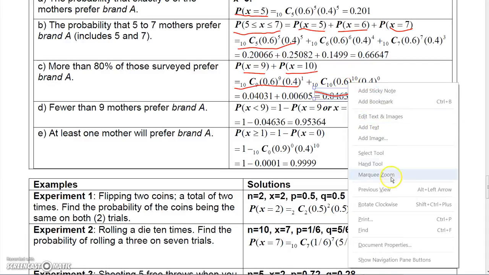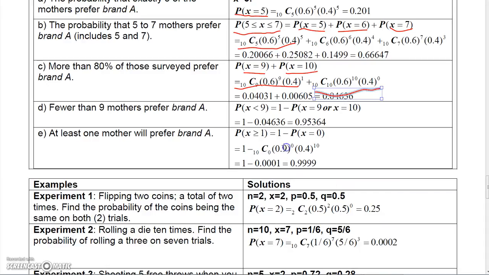And then if you want fewer than 9 mothers prefer brand A, the easiest way to do that is, you want the probability that the number of mothers that prefer brand A is less than 9. So what you can do, since you know the probabilities of 0 through 10 must add up to 1, is take 1 minus the probability that X is 9 or 10. So up here, I did 9 or 10, and I got 0.04636. So I can just subtract that from 1, and now I know the probability that X is less than 9.